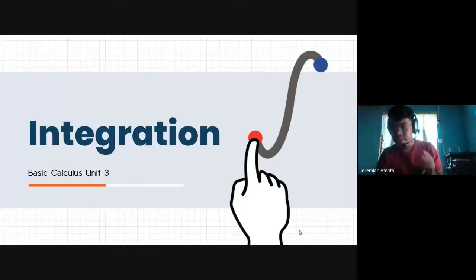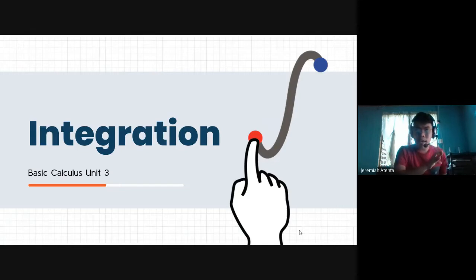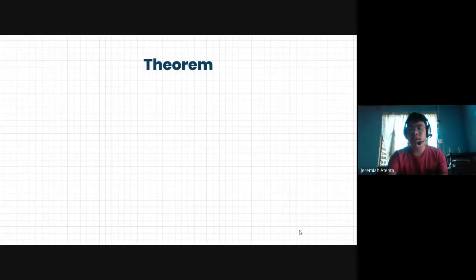So once again, good afternoon, everyone. And this is the second part, the continuation of our lesson under anti-differentiation by substitution. Last lesson, you learned this theorem.